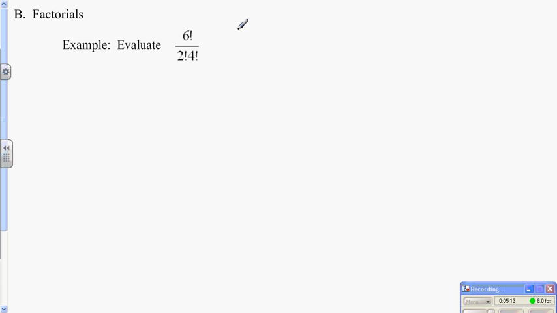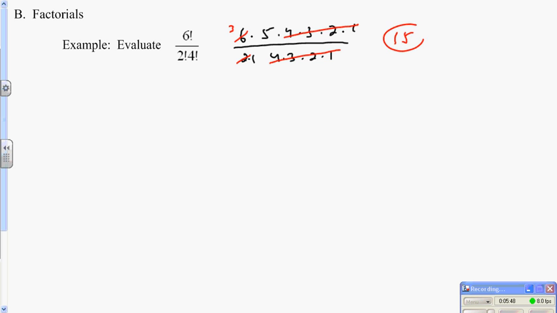Again, this one, factorial, is a quick basic review of what factorial means. It means 6 times 5 times 4 times 3 times 2 times 1, then 2 times 1, and then 4 times 3 times 2 times 1. So factorial means starting with the number, multiplying the number below it all the way down to 1, not including 0. Then we can cross out because they're all being multiplied. 2 goes into 2 once, 2 goes into 6 3 times, and you end up with 3 times 5, which is 15.